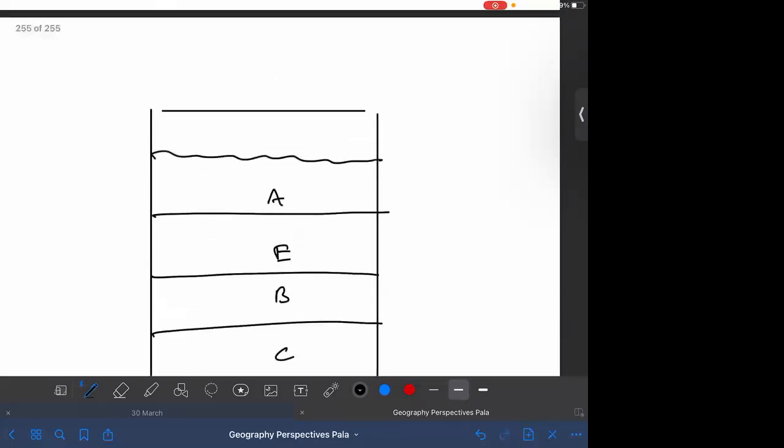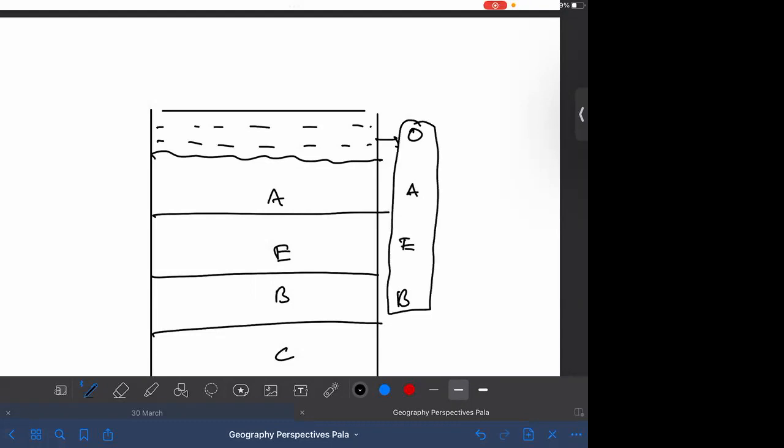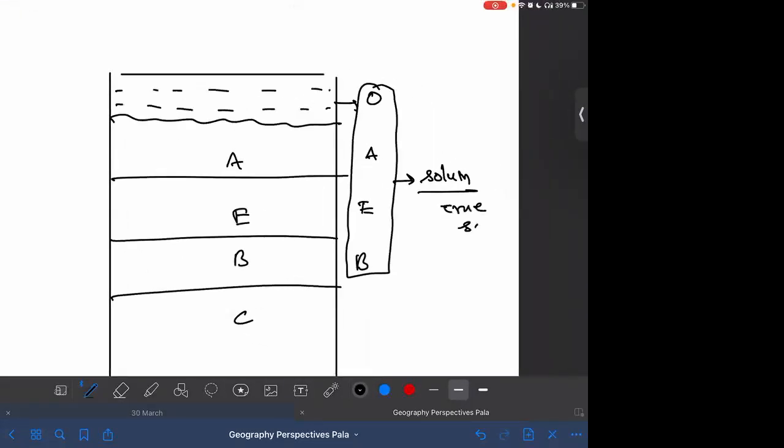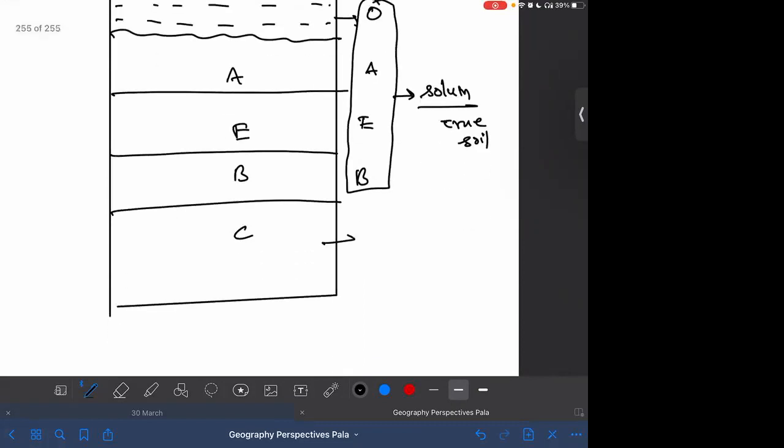So we have the shape vertical. Okay. This is the O layer. This is the A layer. O, A, B. This is the soil. The totality is known as soil profile. This is the soil, or true soil. We'll look at it in detail, but initially we'll write that. This is partially weathered.